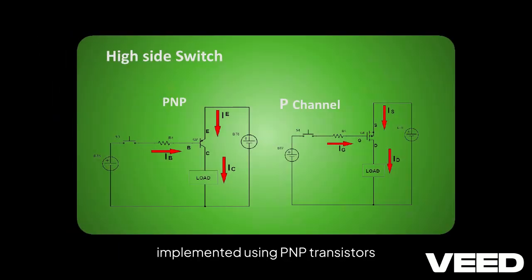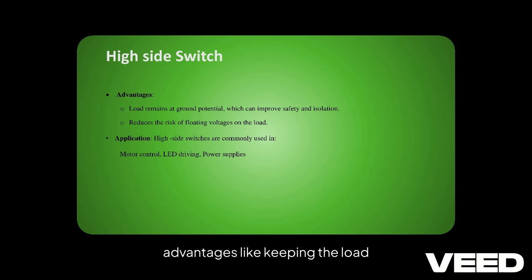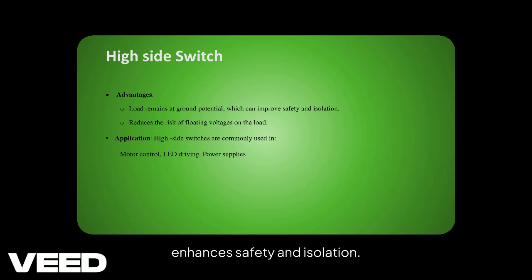High-side switches can be implemented using PNP transistors or P-channel MOSFETs. Each type has its own characteristics and is chosen based on the specific requirements of the application, such as current capacity and switching speed. High-side switches offer advantages like keeping the load at ground potential, which enhances safety and isolation.